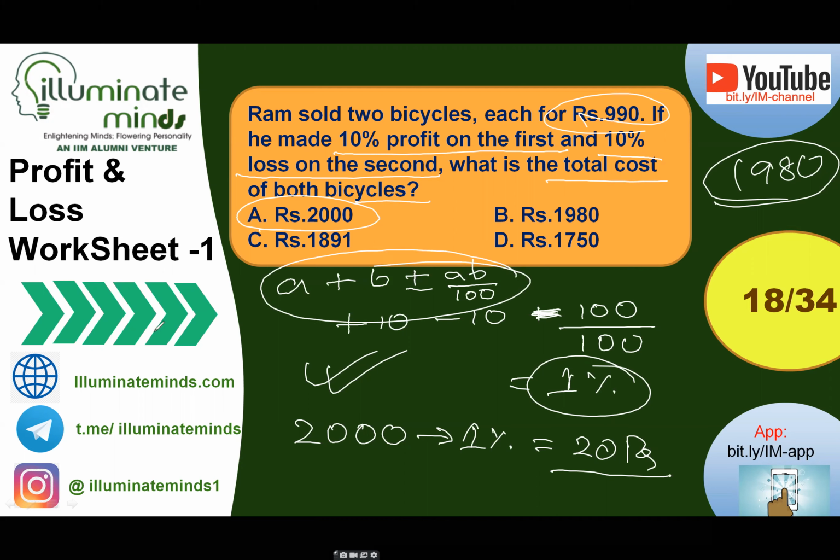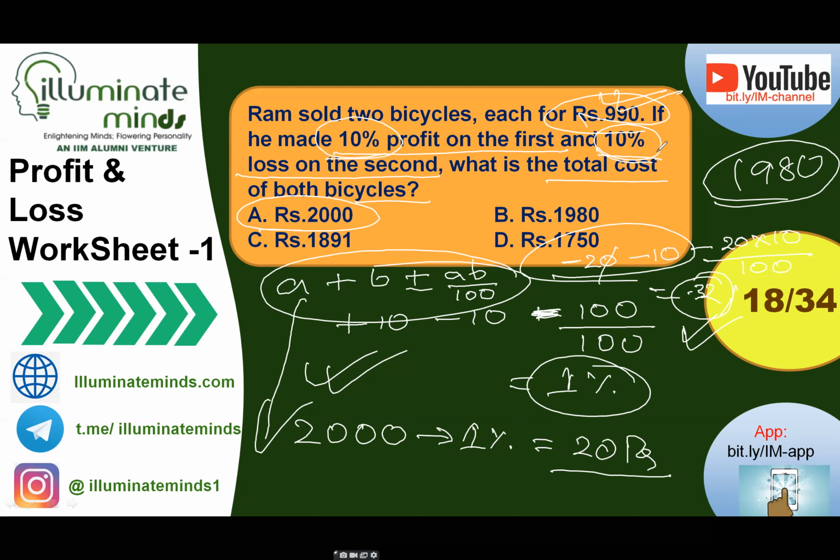Correct. This formula will also work in the case of successive discount. So the successive discount of 20% and 10% is minus 20 minus 10, minus 20 into 10 divided by 100. That will be equal to minus 32%. So successive discount of 10% and 20% will be equal to 32%. Similarly, this formula will work over here when the selling price of both of them is the same, and the same percentage profit is on one and the same percentage loss is on the other.